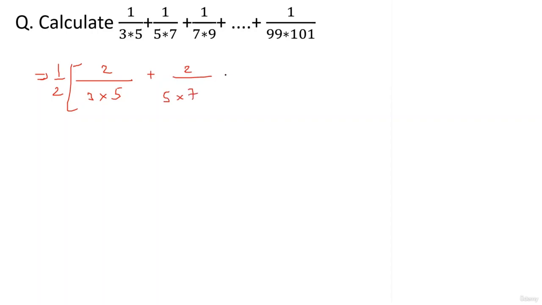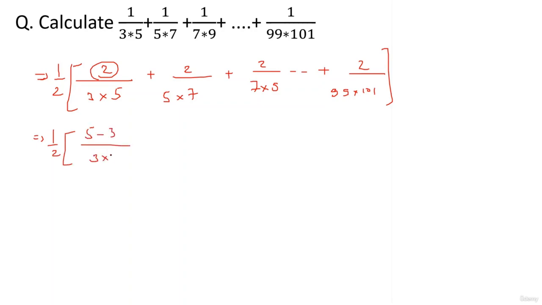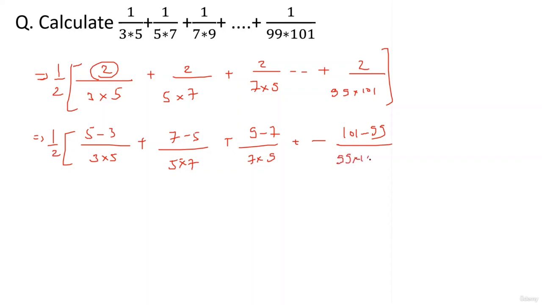All right, so you can convert the question into this form. Okay, please try it out now. Okay, so just like the previous question, 2 को हम कैसे लेंगे? 5 minus 3 upon 3 into 5 plus ये 2 क्या हो जाएगा? 7 minus 5 upon 5 into 7 plus अब ये 2 क्या हो जाएगा? 9 minus 7 divided by 7 into 9 plus last term क्या हो जाएगा? 101 minus 99 divided by 99 into 101, right?